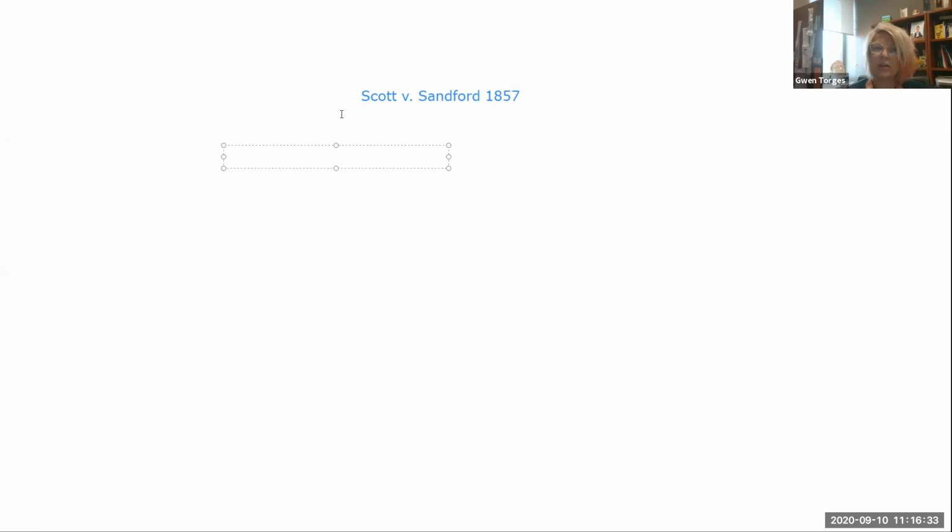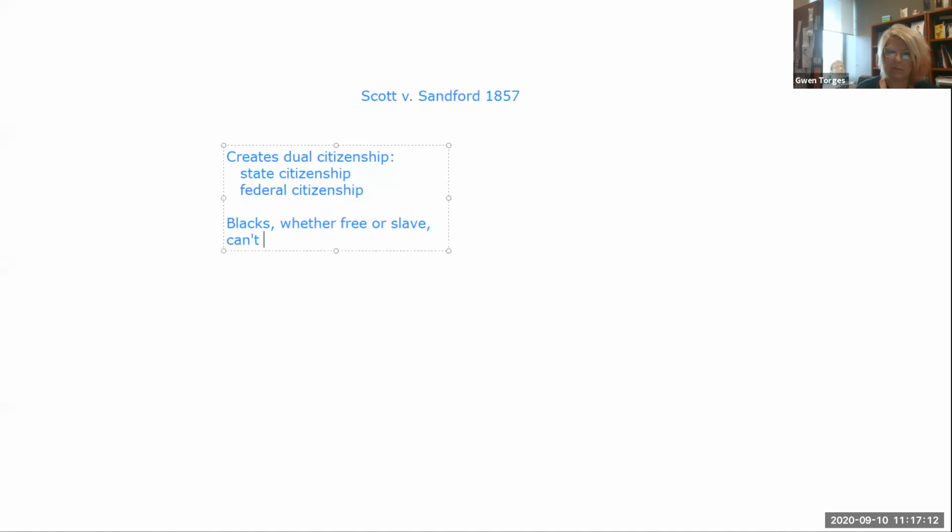the idea of dual citizenship. And it says that everybody has 2 kinds of citizenship: state citizenship, federal citizenship. And it says that Blacks, whether free or slave, cannot be US citizens. And then secondly, the court said that it is unconstitutional for Congress to outlaw slavery.